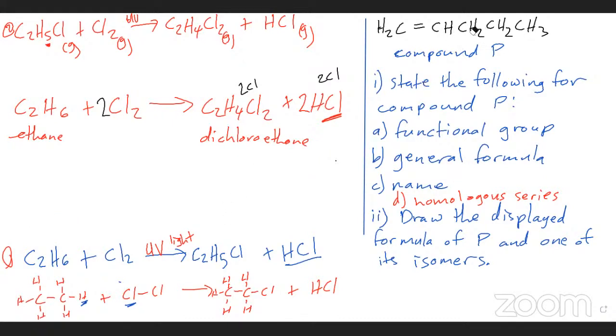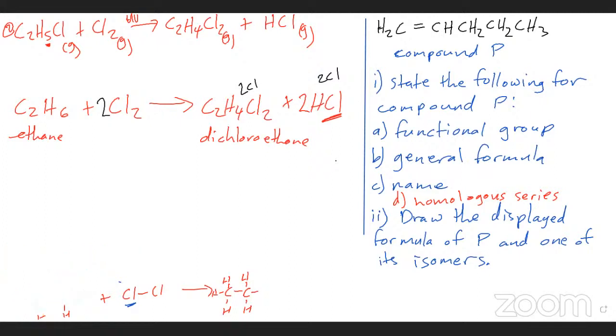Okay. All right, so we have compound P over here. What is the functional group in compound P? Carbon to carbon double bond. Right. All right, so to answer part one, functional group, carbon to carbon double bond, 1A. What would be B?